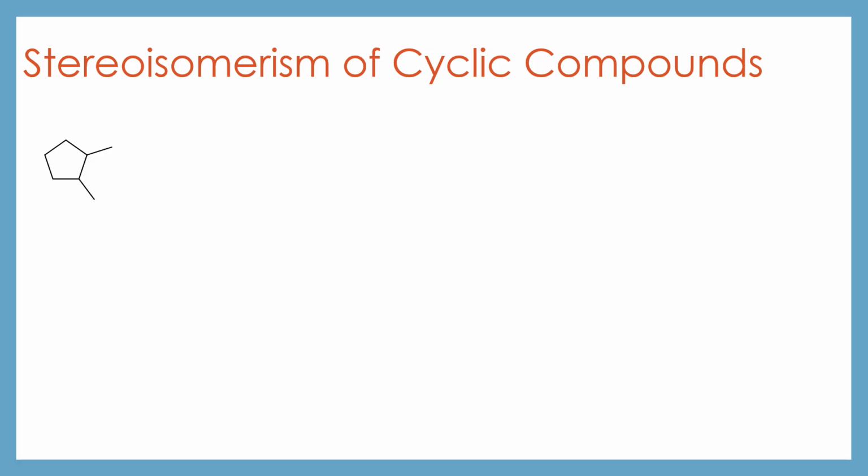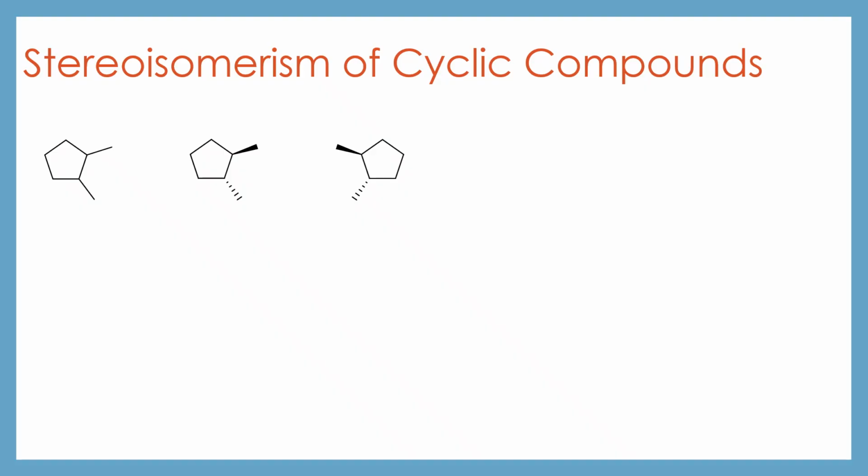So one more topic here is the stereoisomerism of cyclic compounds. Cyclic compounds can be interesting because they are often more likely to have a plane of symmetry. And so with cyclic compounds, you're more likely to come across meso compounds or even potentially just achiral compounds that are not meso because they simply don't have chiral carbons. So this first example is 1,2-dimethylcyclopentane.